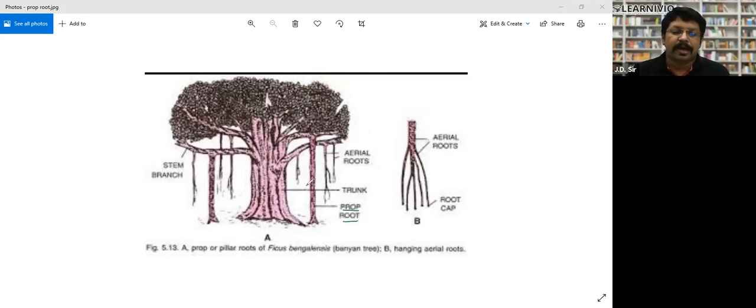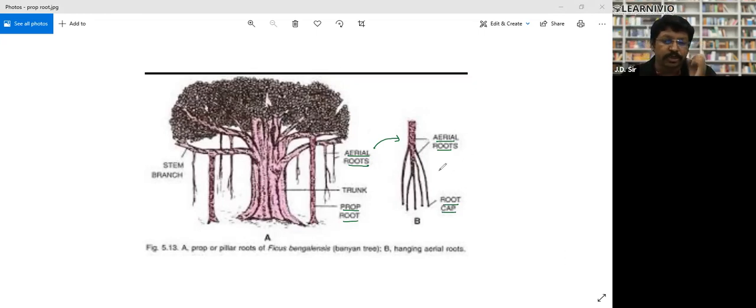After some time, when the branches become heavier due to gravity, they would break and fall down. So to support this large tree, these roots start hanging as aerial roots. When these aerial roots reach the ground, they have a root cap. Actually, they are adventitious roots, right? So aerial roots are adventitious.